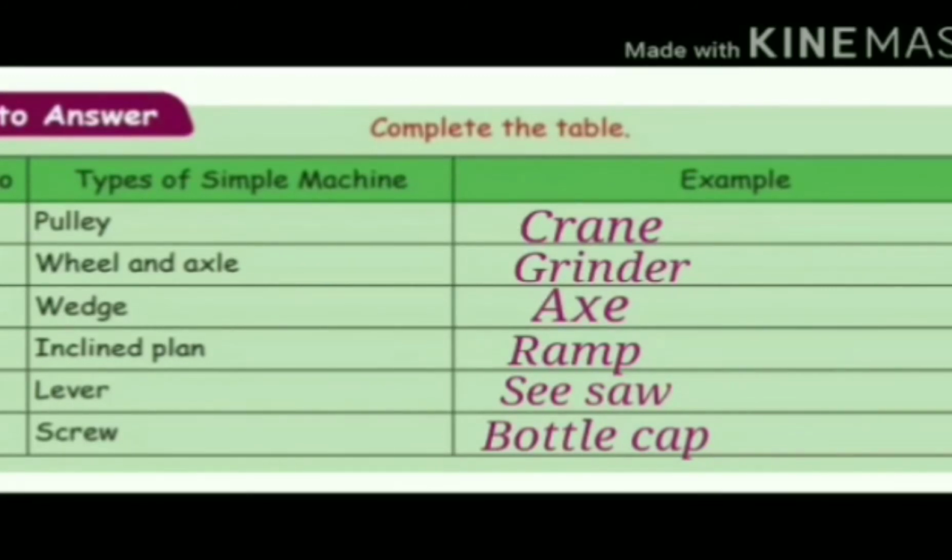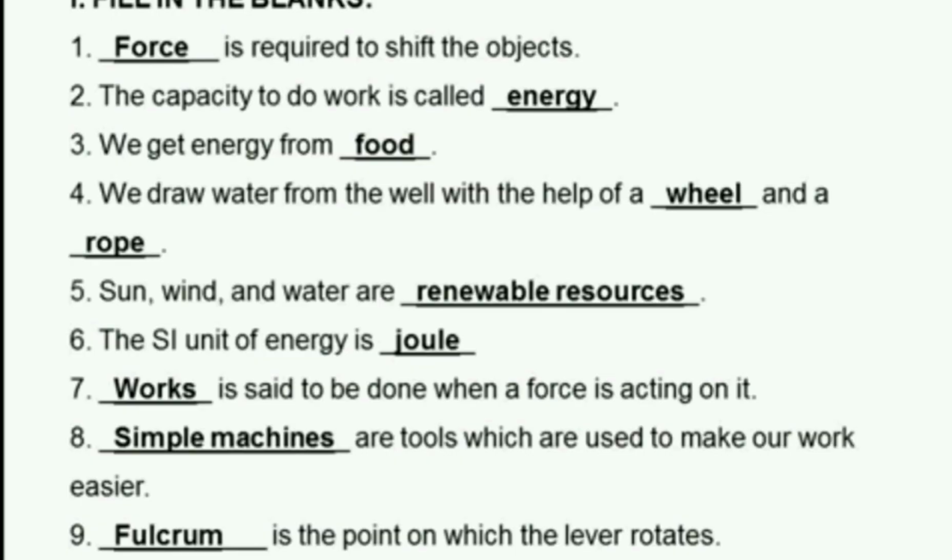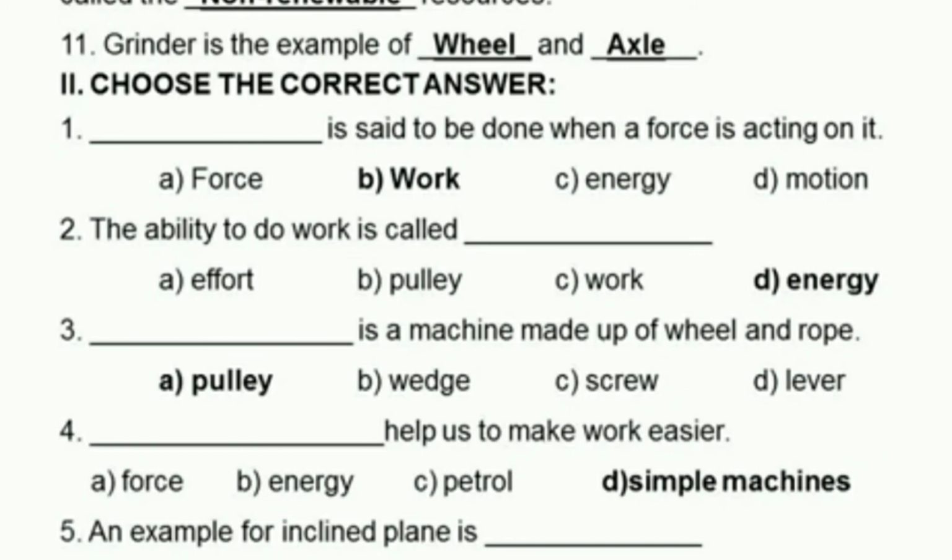Now we are going to see the book exercise. Fill in the blanks. Force is required to shift the object. The capacity to do work is called energy. We get energy from food. We draw water from the well with the help of wheel and a rope. Sun, wind and water are renewable resources. The SI unit of energy is joule. Work is said to be done when a force is acting on it. Simple machines are tools which are used to make our work easier. Fulcrum is the point on which the lever rotates. And the 10th one, the resources which are not easily replaced once used are called non-renewable resources. Grinder is an example for wheel and axle.